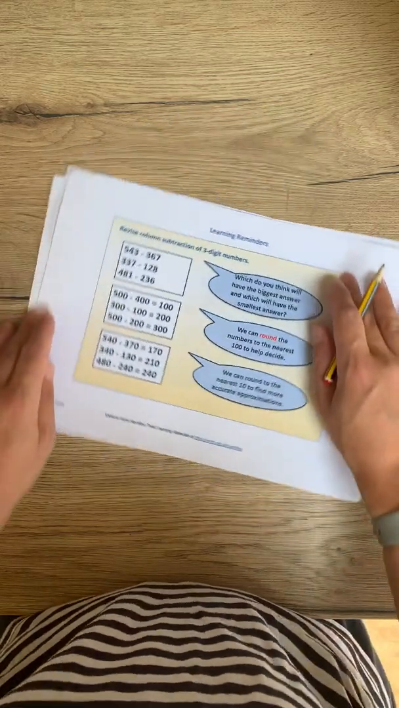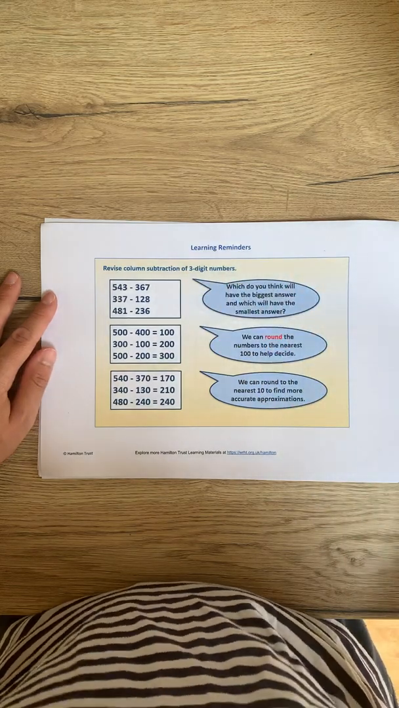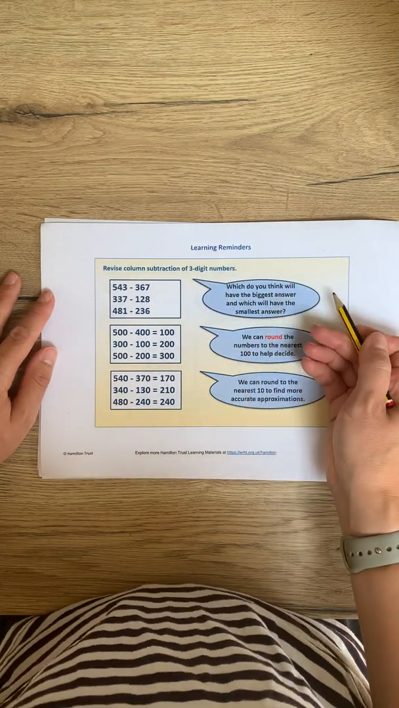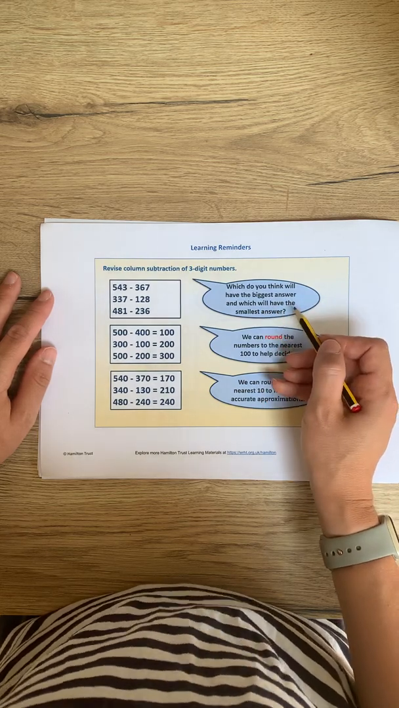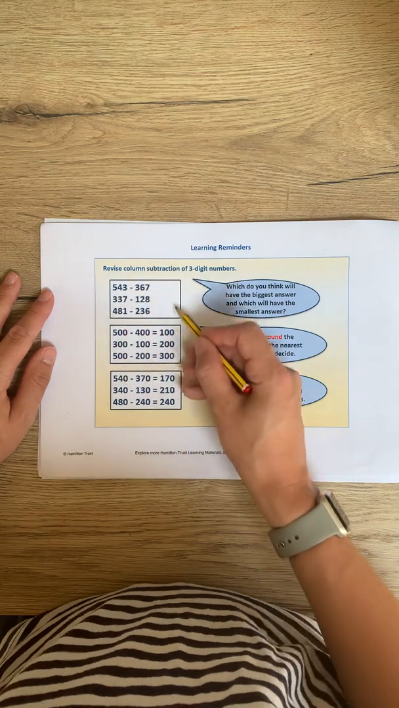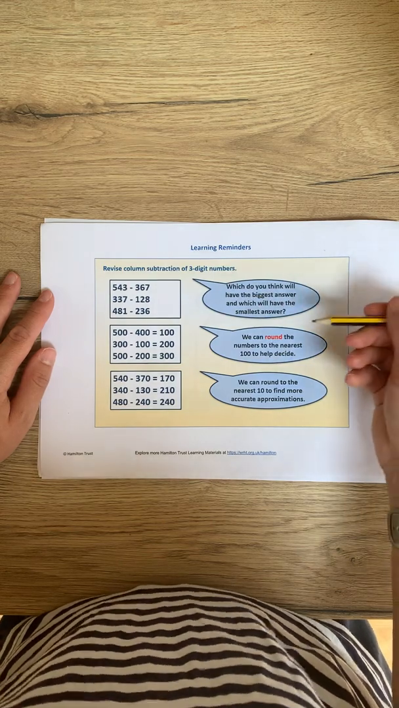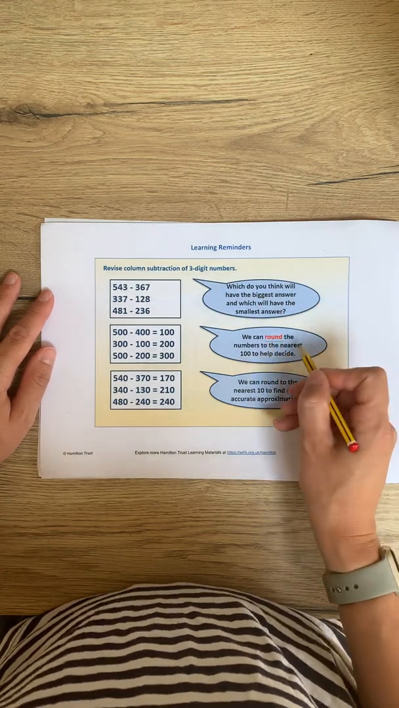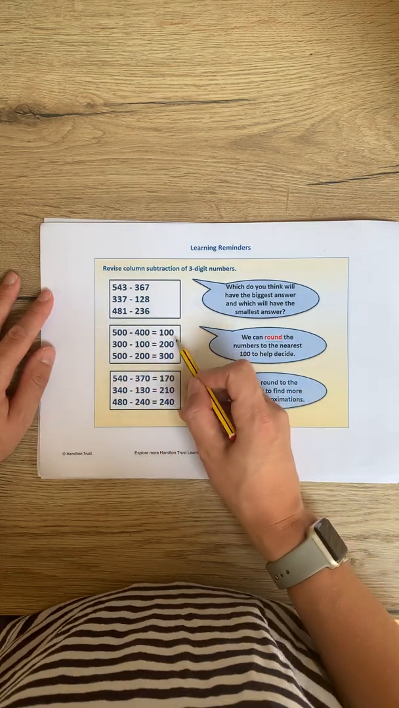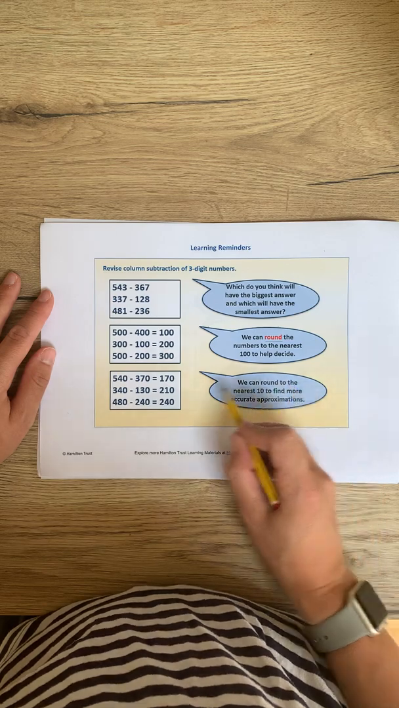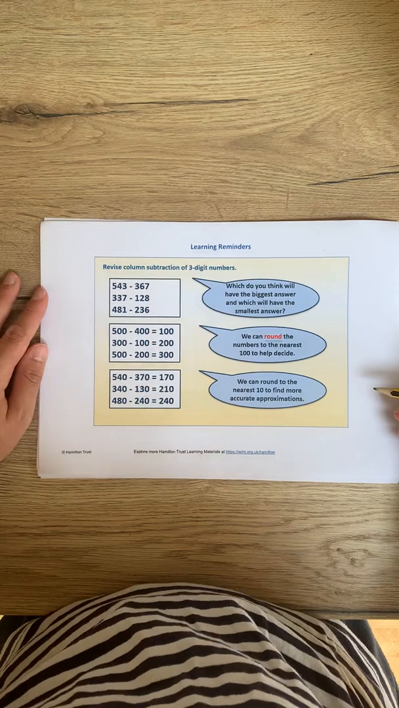So, first of all, the first learning reminder, we have some number sentences here, all subtraction. It's asking you, first of all, which do you think will have the biggest answer and which will have the smallest? So it involves using estimation, estimating what your answer might be before you work it out. Now, to do that, you can round the numbers, like you can see here, to the nearest 100 to help decide, or you can round the numbers to the nearest tens number to find more accurate approximations.